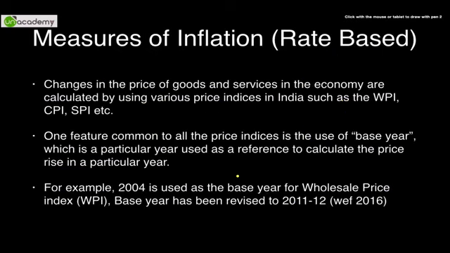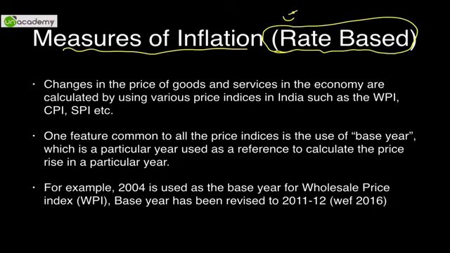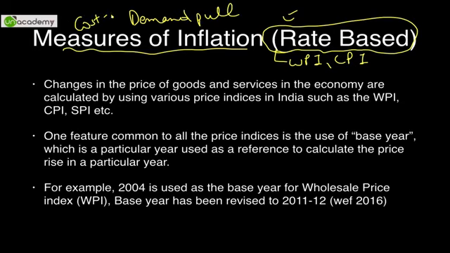Anyway, moving forward, measures of inflation can be done on the basis of rate, which we'll be dealing with now. So rate can be either WPI or CPI, and the other measures are obviously done on the basis of causes. That is demand pull and cost push inflation, and there is a sub part of cost push that is called structural inflation. I think we have talked about this in the previous videos.